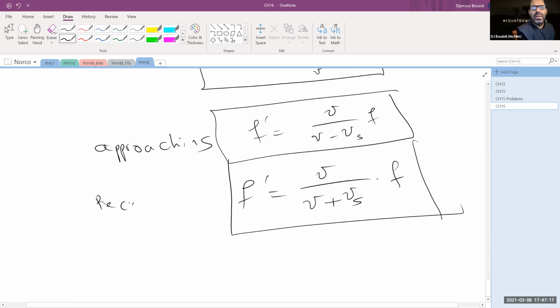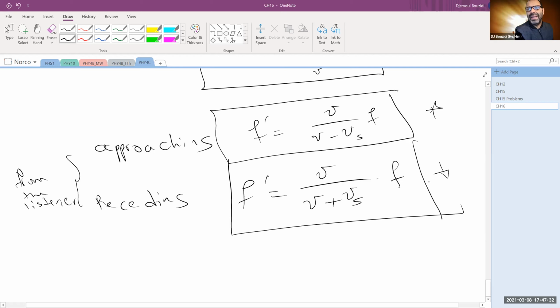The second one is receding from the observer or the listener. So the frequency is going to be higher in this case because the denominator is less than the numerator. The frequency is going to be less in this case because the denominator is bigger than the numerator. Okay, that is if the observer is actually sitting still and the source is moving.